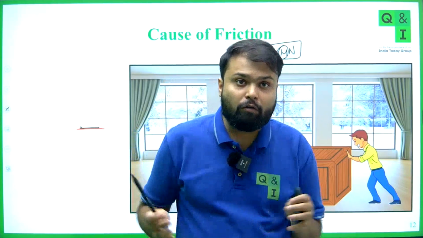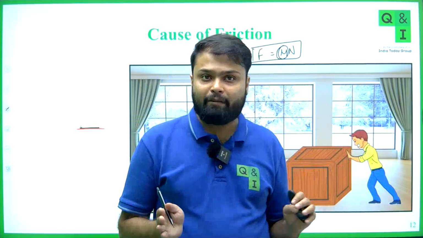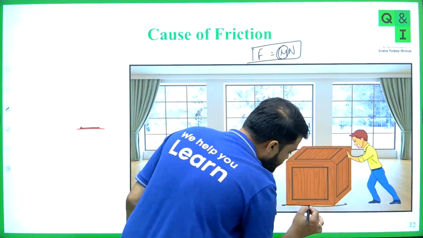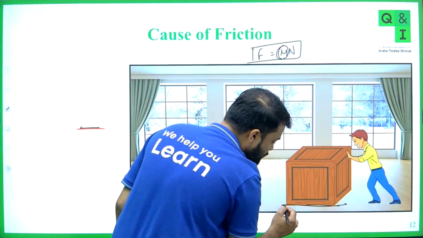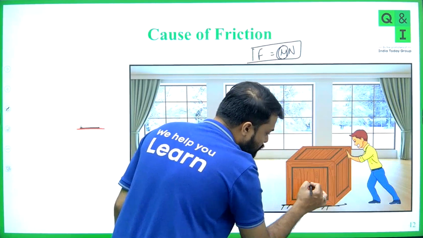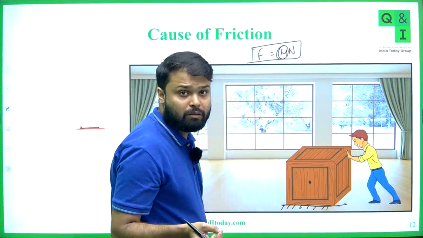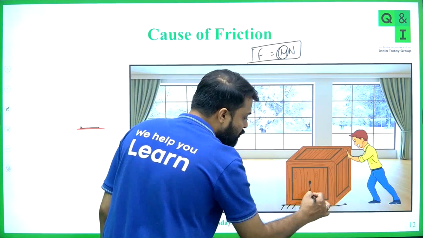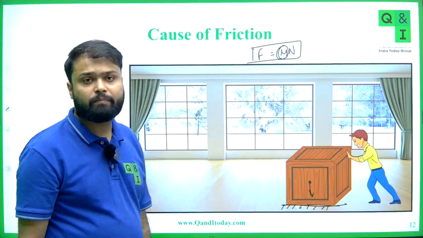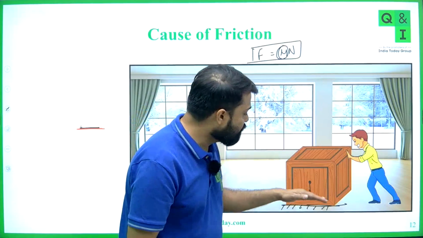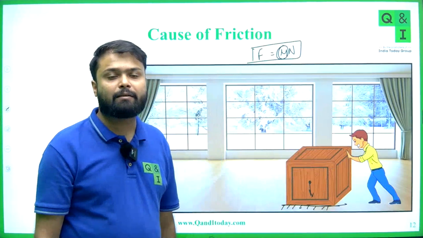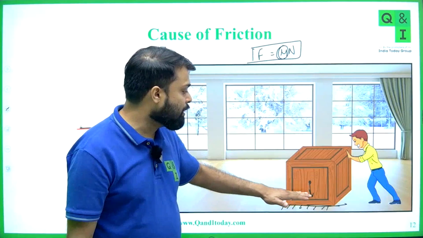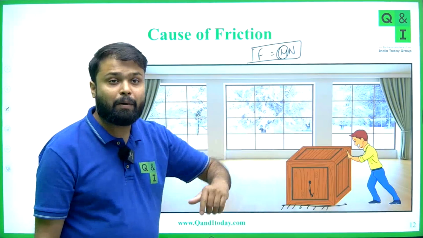We all know that force of gravity is present everywhere. Yes or no? That means if there is a block, there is contact between the surface of the block and this floor. Now this block has some weight. Yes or no? This weight is acting in the downward direction. That means this downward force is pressing on the floor. So the weight of this block is nothing but the downward force which is acting perpendicular to the floor.